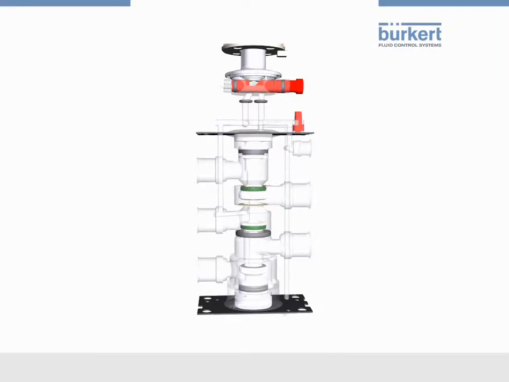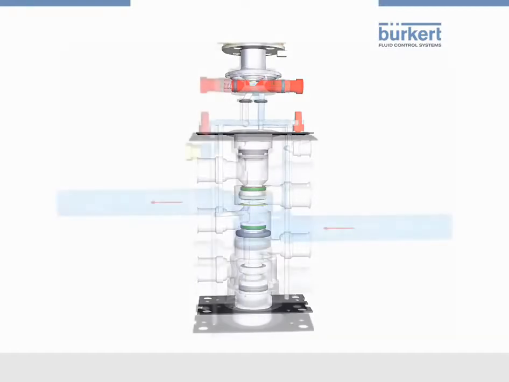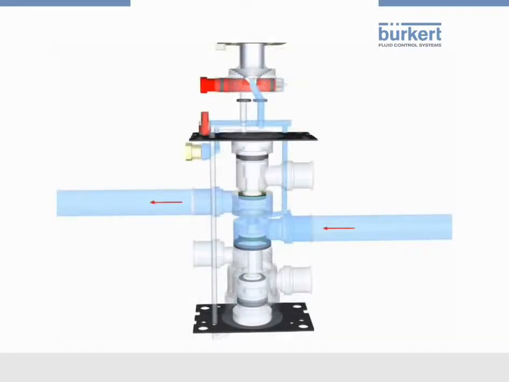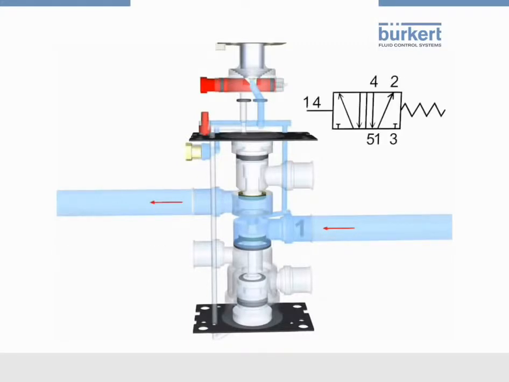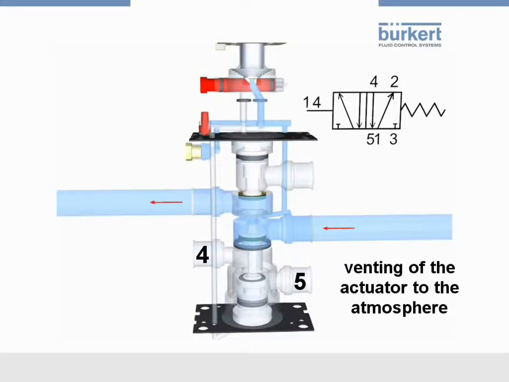Now we see how the valve works. When power is turned off, the device is in normal position. The ports 1 and 2 are connected to each other, and ports 4 and 5 are also connected, allowing the venting of the actuator to the atmosphere.